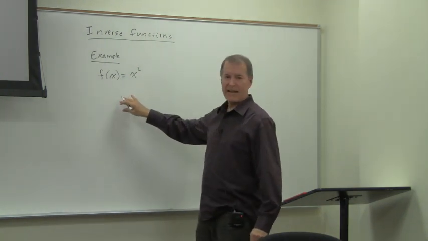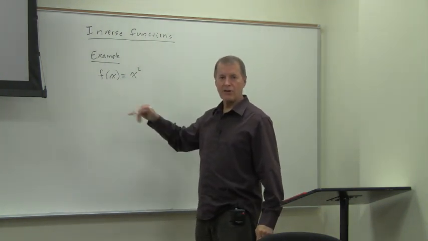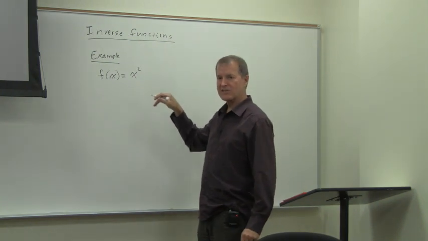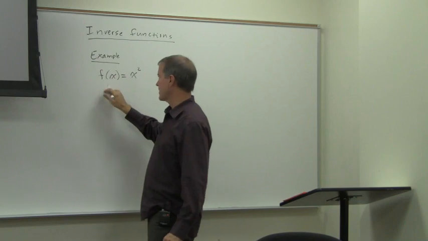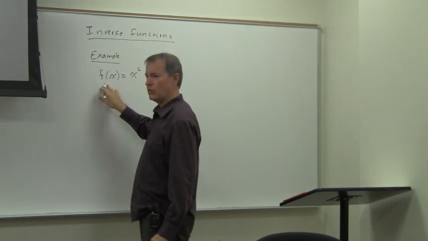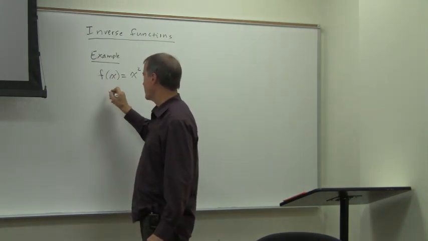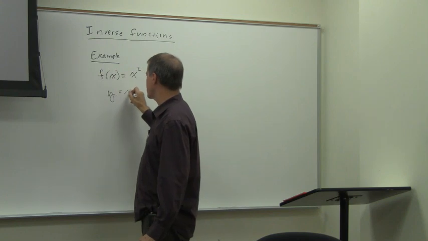Now, in fact, if you do graph this, what you normally do is you have a y-axis and the x-axis, right? And so f of x is the y. So this is y equals x squared, right?